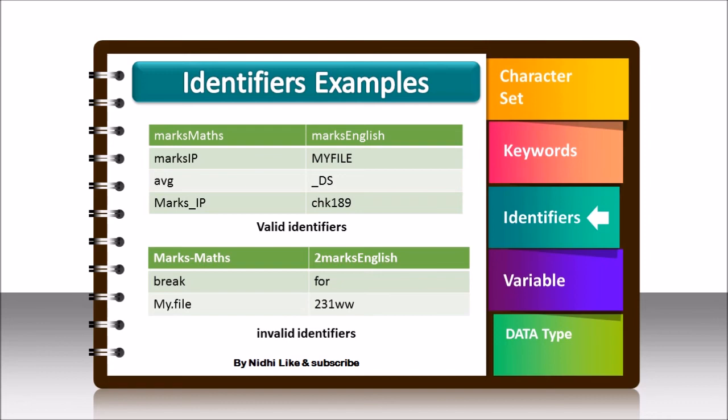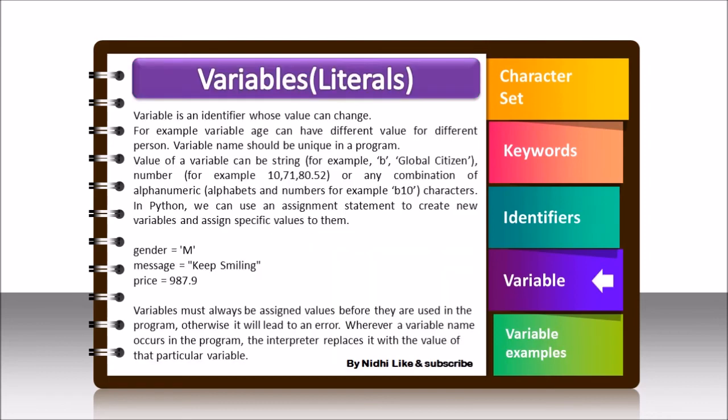Okay, next, let's talk about variables. What are variables? A variable is just a name for a location. A variable is also an identifier, one whose value can change. That means if we assign some value to x or y, we can call x a variable. X is equal to 2, so x is a variable. Y is equal to 5, so y is a variable. For example, age can have different values for different persons. A variable name should be unique in a program.